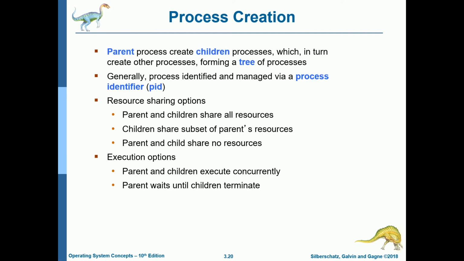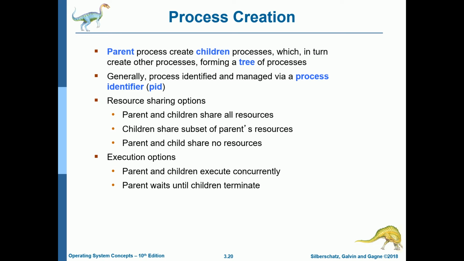Now, the processes in most systems can execute concurrently, and they may be created and deleted dynamically. During the course of execution, a process may create several new processes. The creating process is called the parent process, and the new processes created are called the children. Each one of these new processes may in turn create other processes, forming a tree of processes. Most operating systems identify a process according to a process identifier, or PID, which is typically just an integer value.